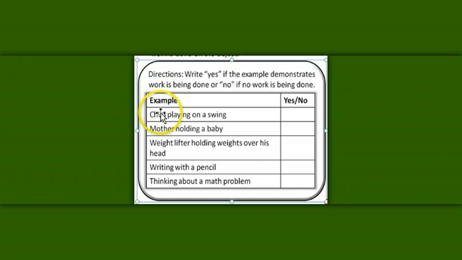What about a child playing on a swing? When a child is on a swing, is a force moving an object a distance? Well, the force is usually you kicking off with your feet or someone pushing behind you. Does the object move a distance? And is there a force? If the answer is yes to both, then you put yes here. Yes, of course you would put yes. When you're on a swing, you are moving an object a distance.